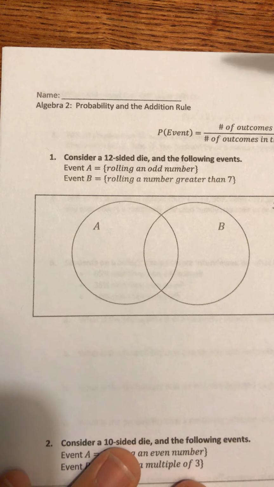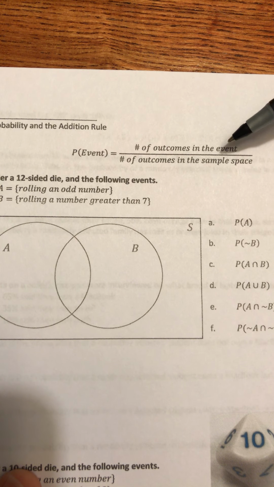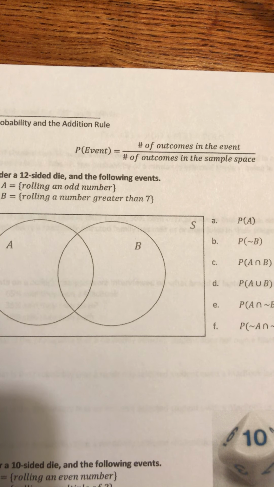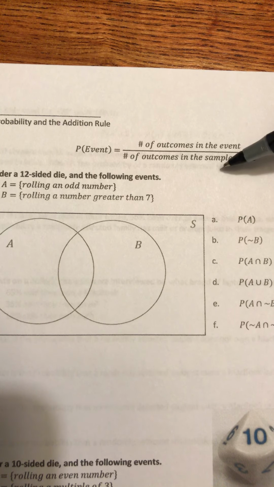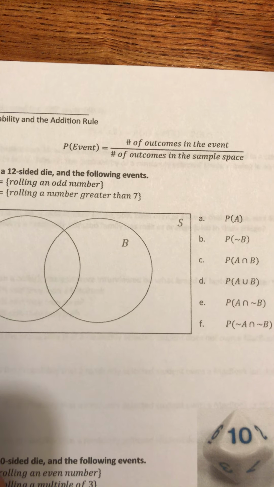So the probability is always the number of outcomes in an event, like my example, 2 is the outcome, divided by the number of outcomes in the sample space. Sample space is you can get a 1, a 2, a 3, a 4, a 5, or a 6. But think of it this way, it's just the total. So favorable outcomes over the total.